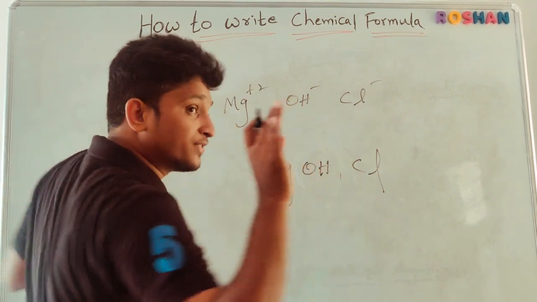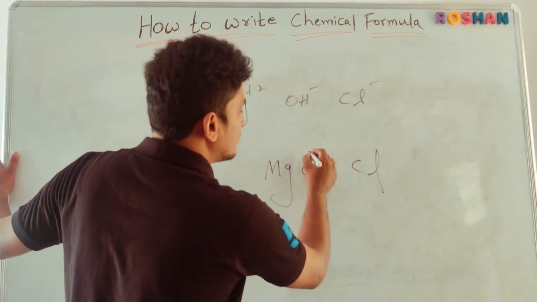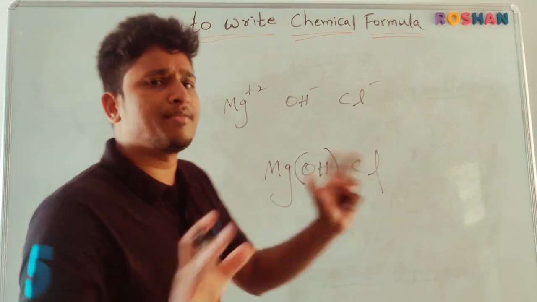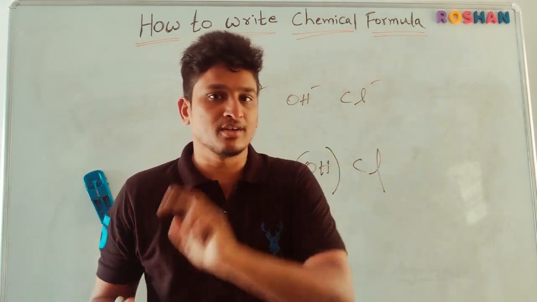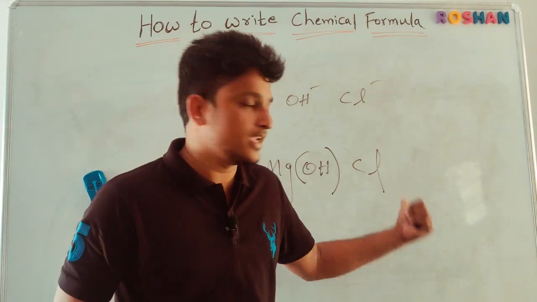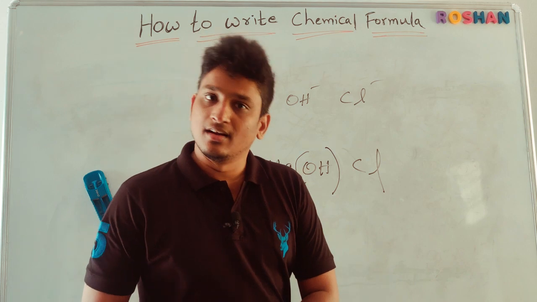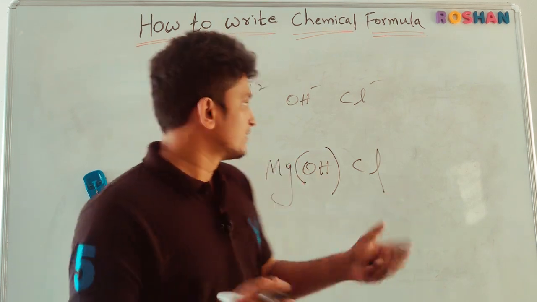So, in the case of 3 ions, if they are in the formula, then it's better to keep the radical in brackets. Otherwise, no need. If there are only 2 types of ions, no need. In the case of 3 types of radicals, you have to keep the particular radical in brackets. Otherwise, no need. Got the clarity, students?